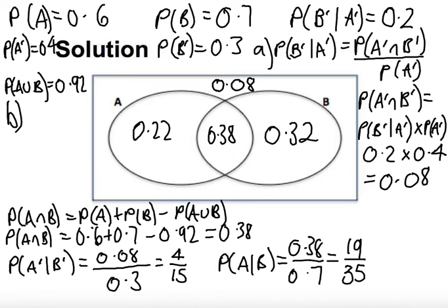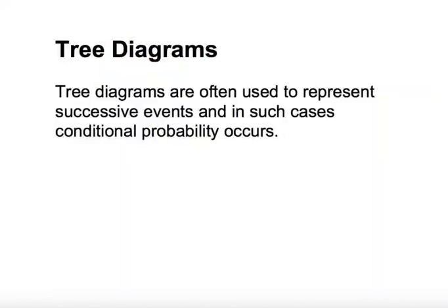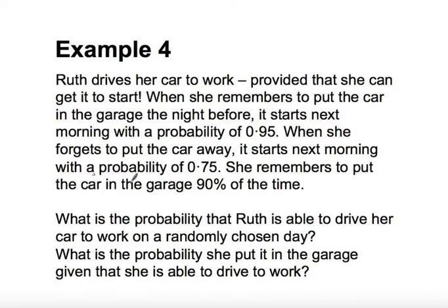Okay, so conditional probability plays an important part in our next section. Tree diagrams. So tree diagrams are often used to represent successive events, and so in these cases conditional probability occurs. A traditional case of this that you meet at GCSE probability, which we visited in the essential knowledge, is things like choosing 2 counters from a bag. So let's have a look at an example.